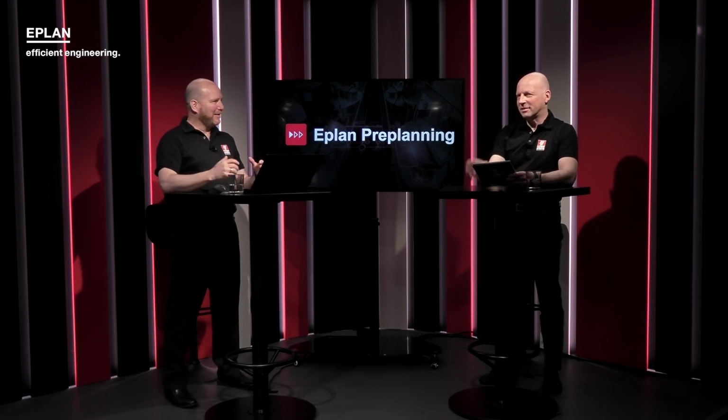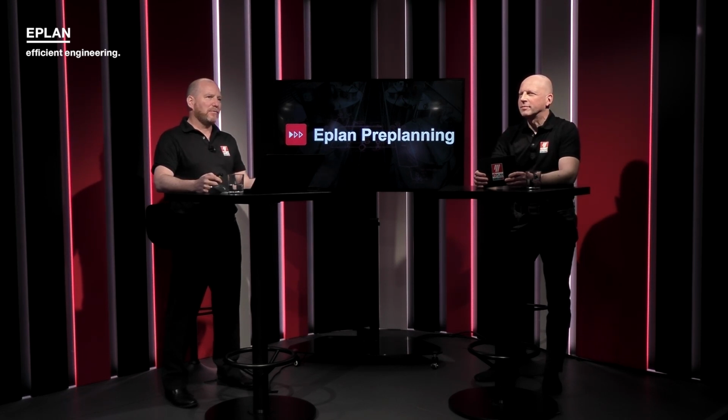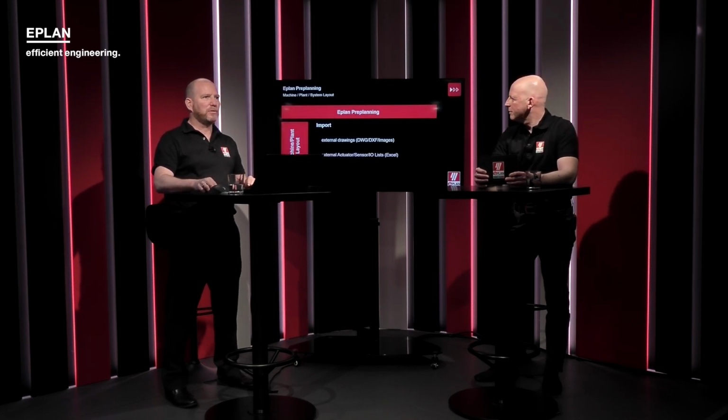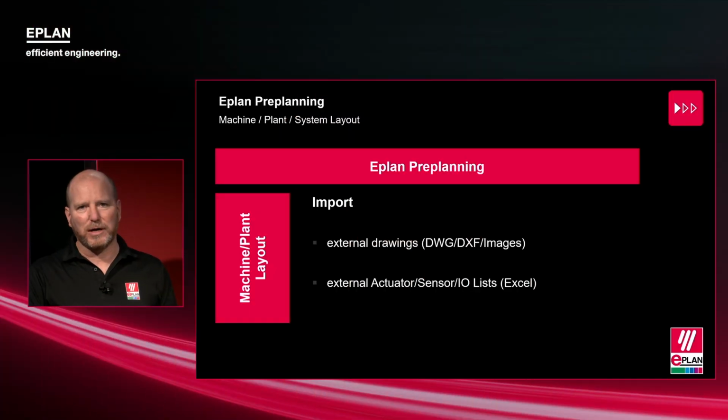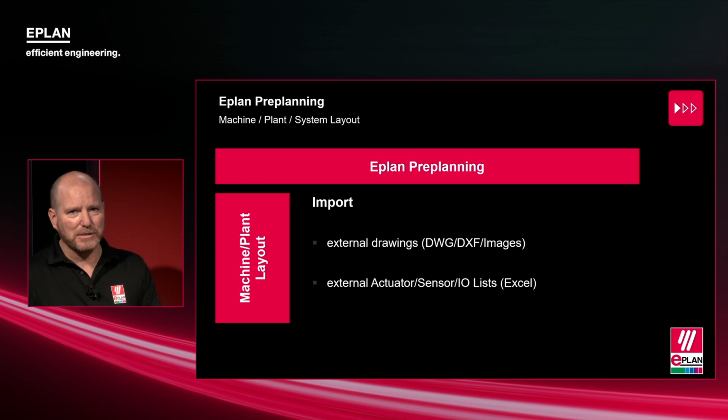Okay. So maybe let's have a look at the different ways to get that data. Yeah. Absolutely. So instead of starting from scratch, what we're going to do is we're going to provide different ways to import information already inside of Eplan Preplanning. So we can import external drawings such as DWG, DXF files, or even images. And these can act as a layout already for the users to start identifying what type of control system they need for their machines. So you can already capture your motors, you can capture your sensors in that graphical environment with the imported images that you have.